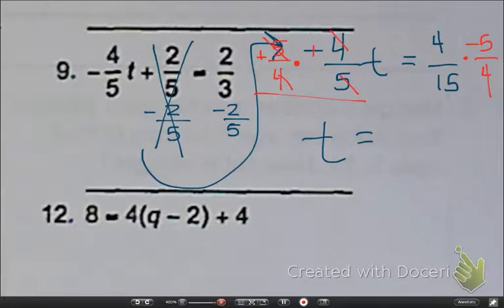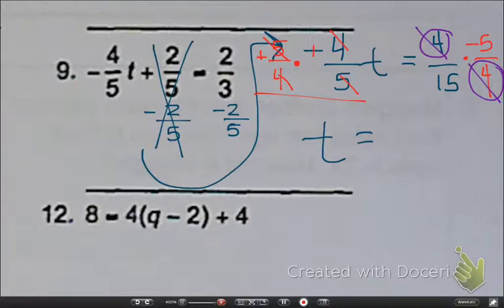I have 4/15 times negative 5/4. So instead of just multiplying straight across, I'm going to do some simplifying first, because it's going to make my answer too big if I don't simplify first. And so I want to make my life easier. So I'm going to look for factors that the numerator and denominator have in common. I notice that they both have a 4 in the numerator and denominator. So because they both have a 4, I'm going to cross off the 4's because they simplify to 1. Those are called multiplicative inverses. 4 divided by 4 is equal to 1.